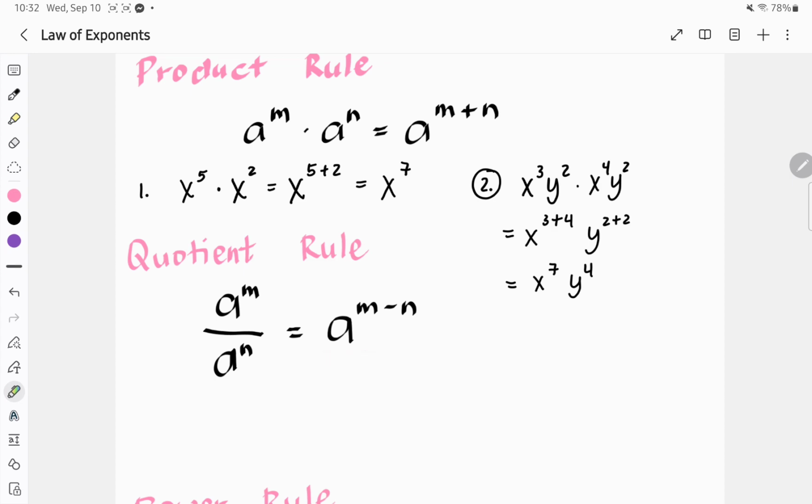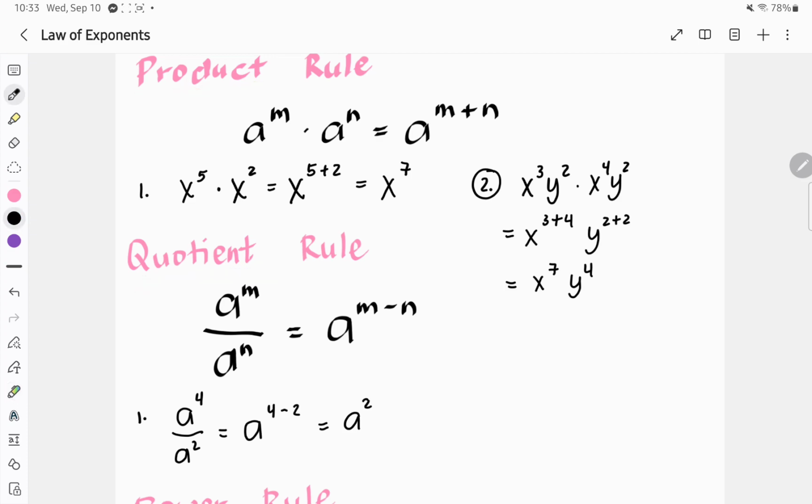Let's say you have a raised to 4 over a raised to 2. This will be a raised to 4 minus 2 since they have the same base. So 4 minus 2 gives a raised to 2. Let's go back. Here, we add the exponents. Here, we subtract the exponents. This is multiplication, this is division. It's easy to remember, which is why they are called the product rule and the quotient rule.